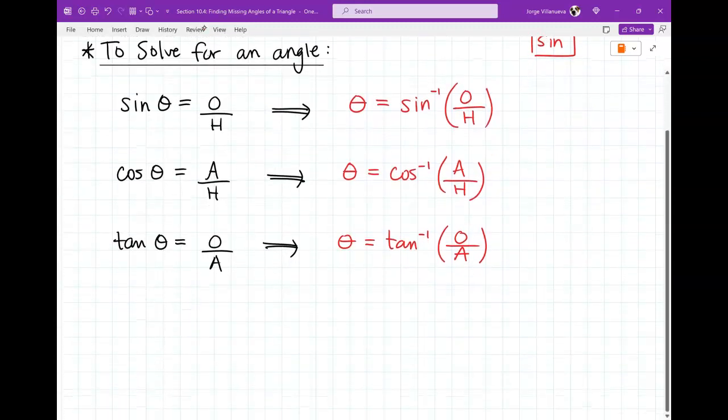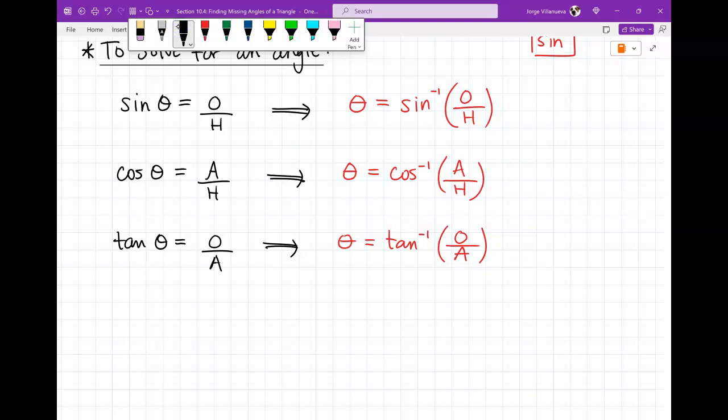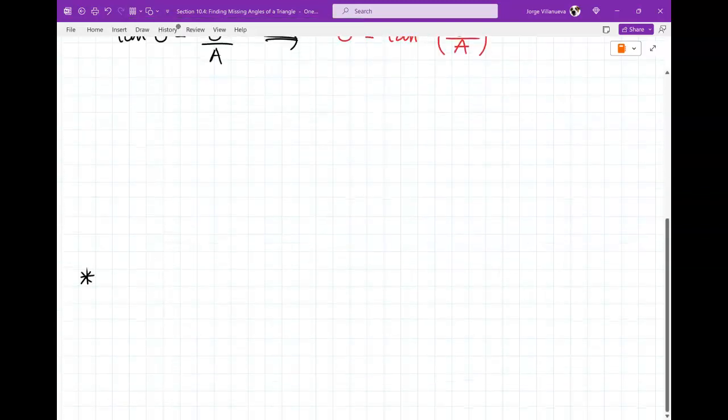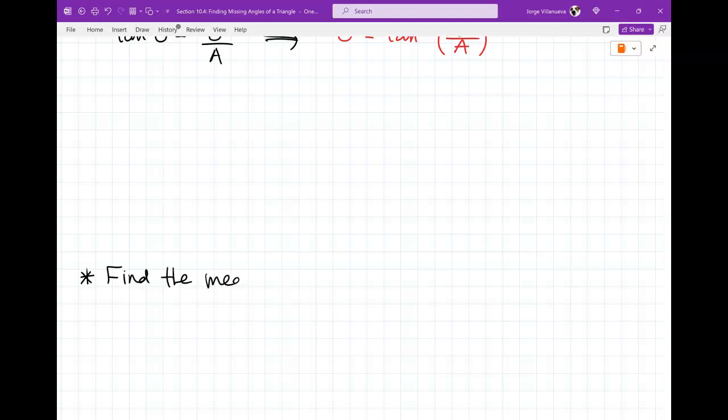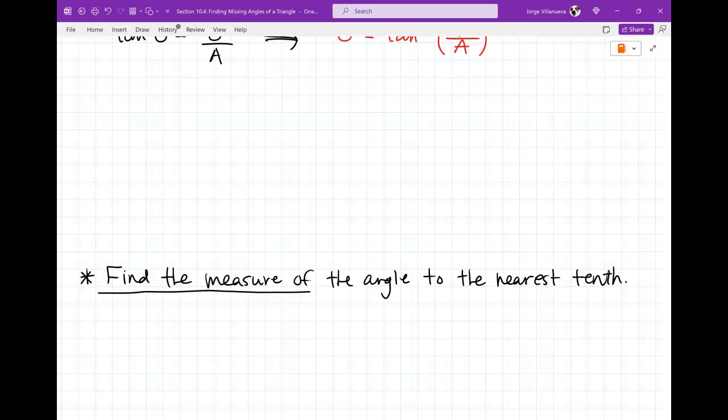So here we go. Let me move this up here really quick. So here are the instructions. It says find the measure of the angle to the nearest tenth.